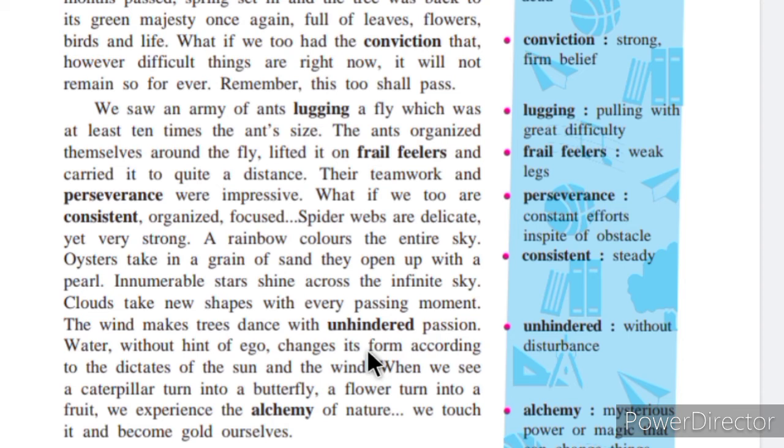Unhindered means without disturbance. Water, without a hint of ego, changes its form according to the dictates of the sun and the wind. So water always changes its form. सन की वजह से वो वेपर बन जाते हैं, वाटर वेपर्स. विंड की वजह से भी वो अपने फॉर्म चेंज करती है. बिना ईगो के. अपने ऐसा नहीं बोलते कि मैं ऐसे एडजस्ट नहीं करूँगा, मेरे सेल्फ रेस्पेक्ट, मेरा ये. आजकल तो ईगो सबसे बड़ी प्रॉब्लम हो गई है.